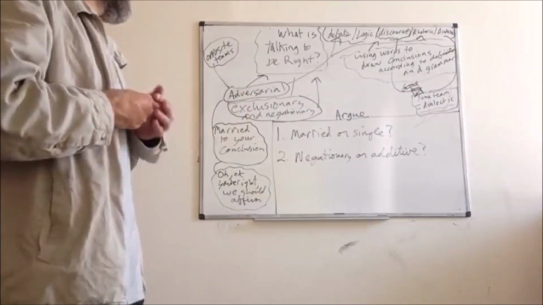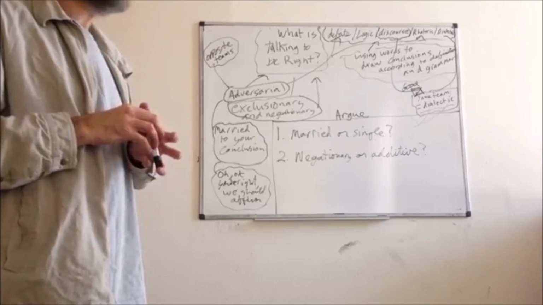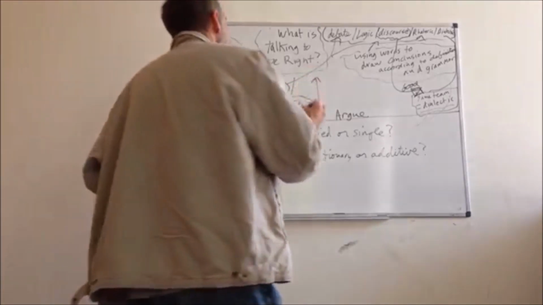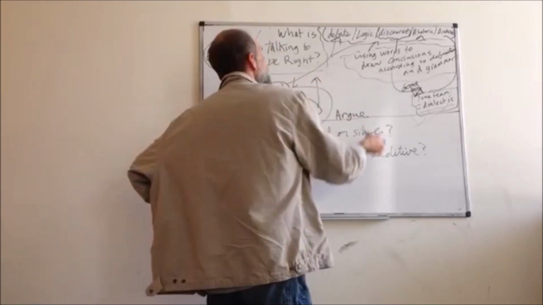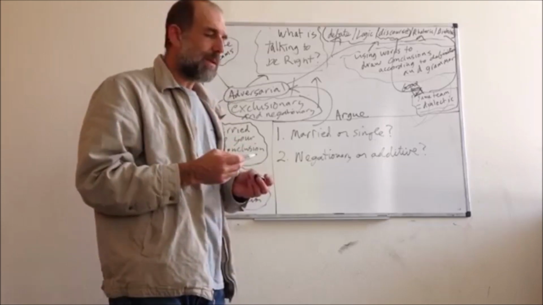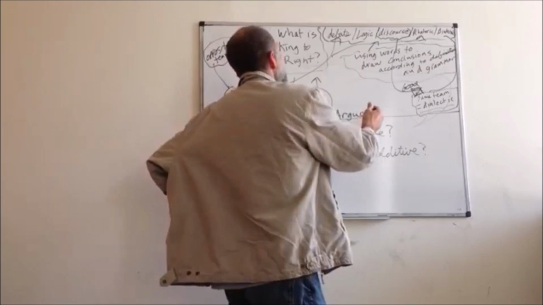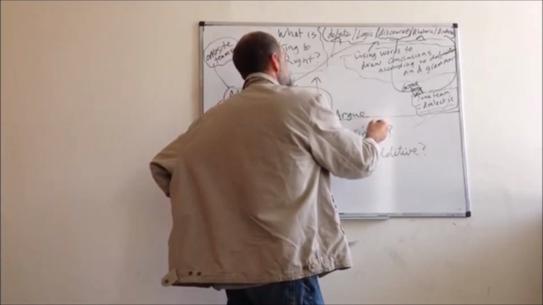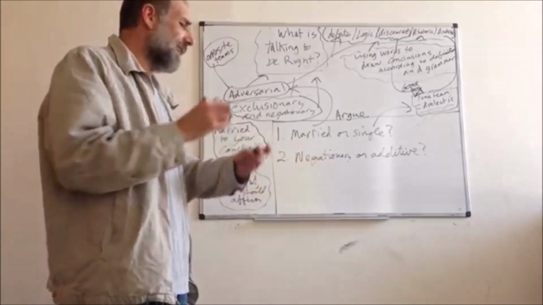Talk about whether your arguments are married or single. If you are married to your conclusions, then you are arguing adversarially. If you are single in your conclusions, that is to say you are not married to your conclusions, you can change them up when you want to, then you are engaging dialectically. Now, what does this mean, negationary or additive?